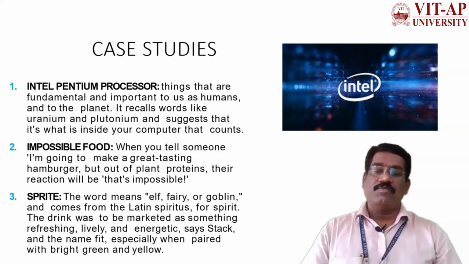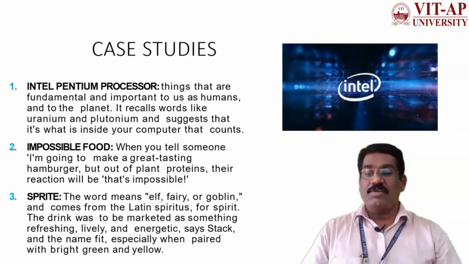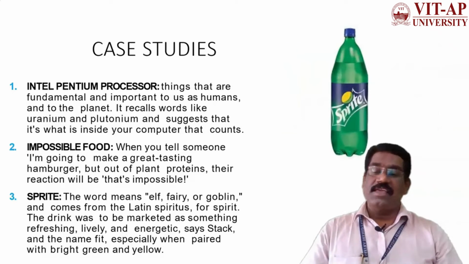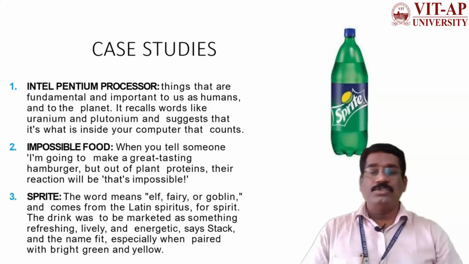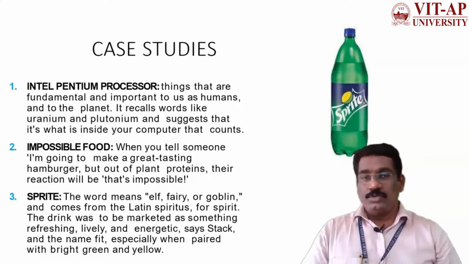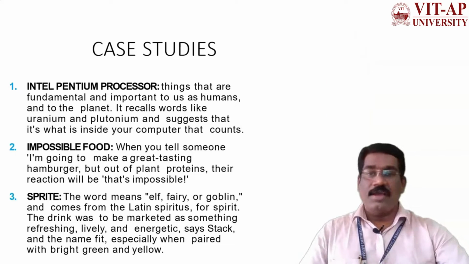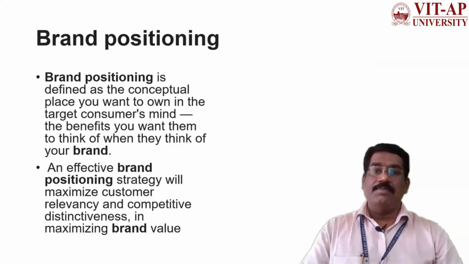And next one is Impossible Foods. When you tell someone, I'm going to make a great tasting hamburger, but out of plant proteins, the reaction will be that's impossible. So next one is the drink, Sprite. The word means elf, fairy, or goblin, and comes from the Latin spiritus word for spirit. The drink was to be marketed as something refreshing, lively, and energetic, and the name fit, especially when paired with bright green and yellow. So with this, how these attributes are getting positioned in the minds of the consumer through a branding exercise, we can really appreciate that.